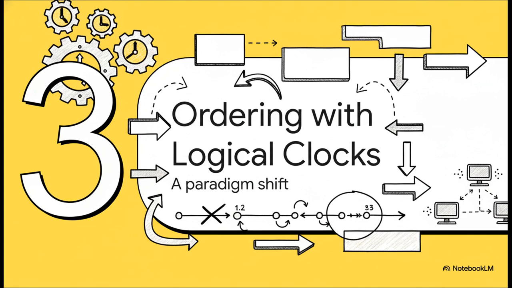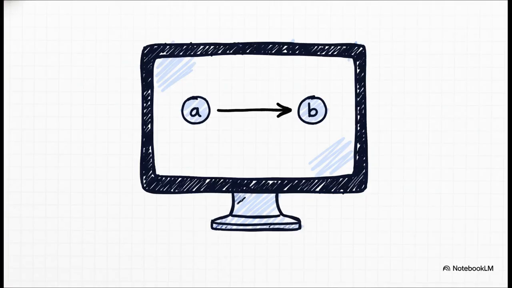This was a huge shift in thinking, and it led us to the idea of logical clocks. At the very core of this whole concept is the happened before relation. It's just a set of simple, logical rules to define what causes what. Rule 1. If two things happen on the same computer, well, we know which one came first. Easy. Rule 2. A message has to be sent before it can be received.